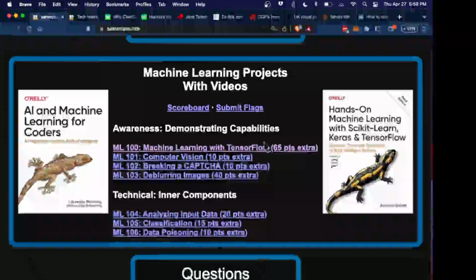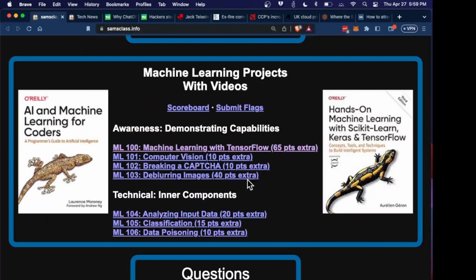So this is what I have so far, and I've demonstrated quite a bit of this in these classes, but the awareness is the simple stuff here where you just do projects, and then the inner components. So far I've got the part where you learn how to analyze input data in a lot of ways, and where you get to set up a classification model with quite a bit more detail and rate the quality of the model by measuring a lot of statistical parameters to see how good your model is.